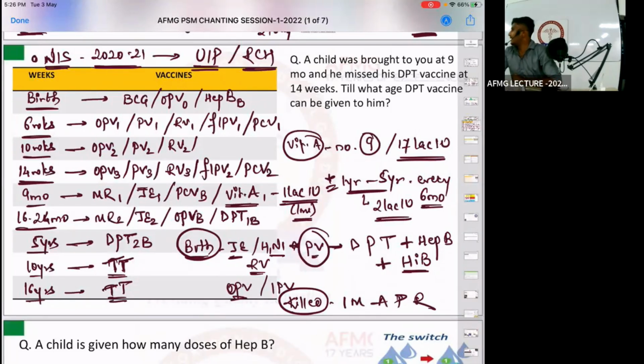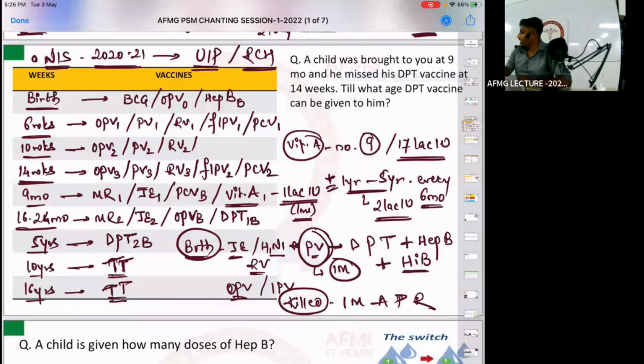Now, pentavalent vaccine, that is DPT, hepatitis B and HIB, can be given by which route? It is given by intramuscular route. And which side? The best site would be the anterolateral thigh. We prefer the left side, left anterolateral thigh. Intramuscular injection. No issues with this, anybody?